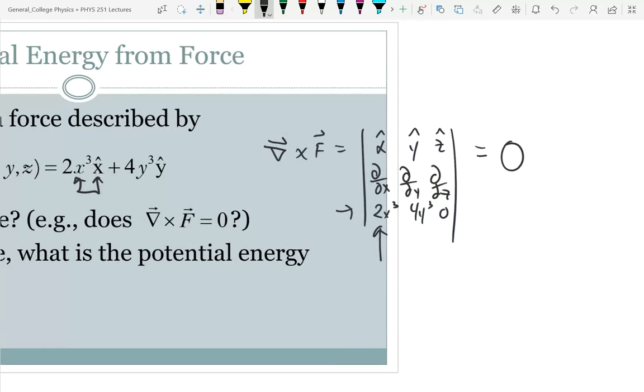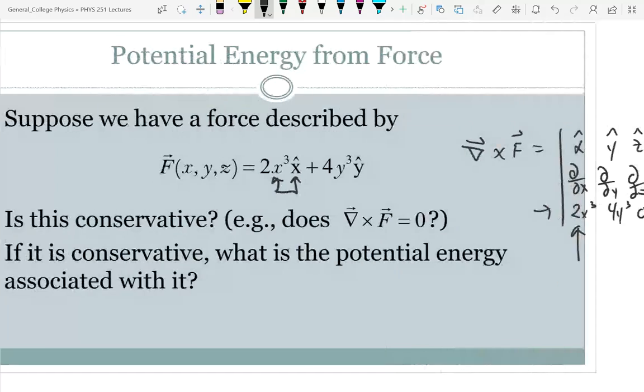So it was a conservative force because when you did this, ∂/∂y of 0, ∂/∂z of 4y cubed, those were 0. ∂/∂x of 0, ∂/∂z of 2x cubed, 0, and ∂/∂x of 4y cubed and ∂/∂y of 2x cubed, 0.